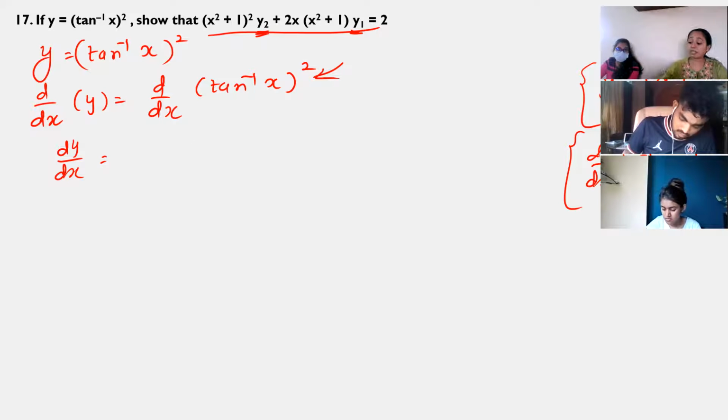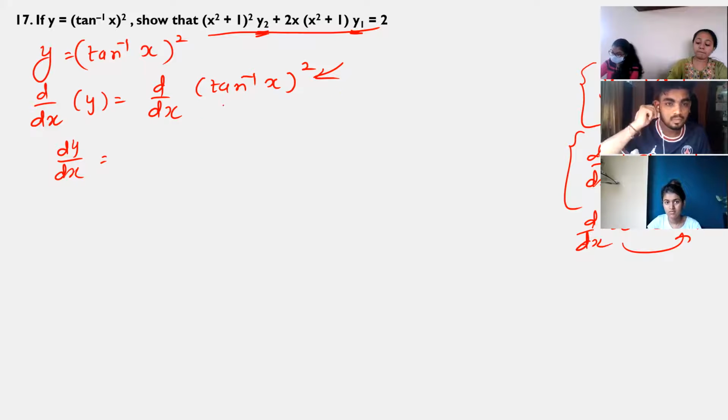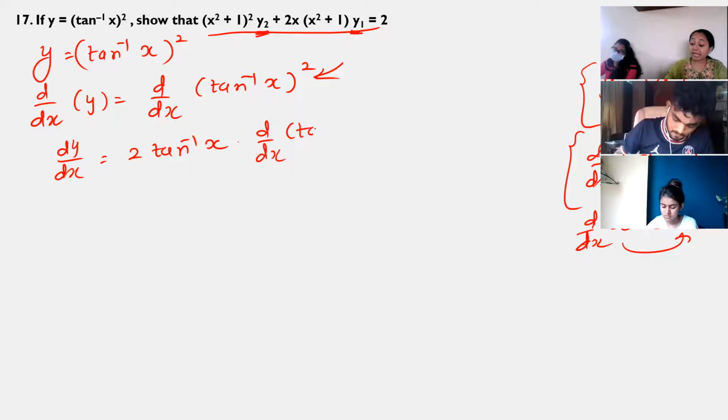That means if x square is there, we used to write it is 2x. X square's differentiation is 2x. So that is why here, if you assume that tan inverse x is nothing but t, so it is like t square. So t square's derivative is 2t. That means 2 tan inverse x. Okay. But since it is not only x, it is tan inverse x. Again, we have to do the differentiation of tan inverse x.